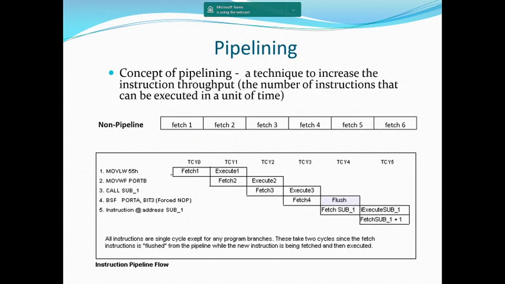Okay, I'm going to skip this one. No need for this one, pipelining. This is the process of how it fetches and the whole process, so this is not really important. There are other terms that we are going to learn.